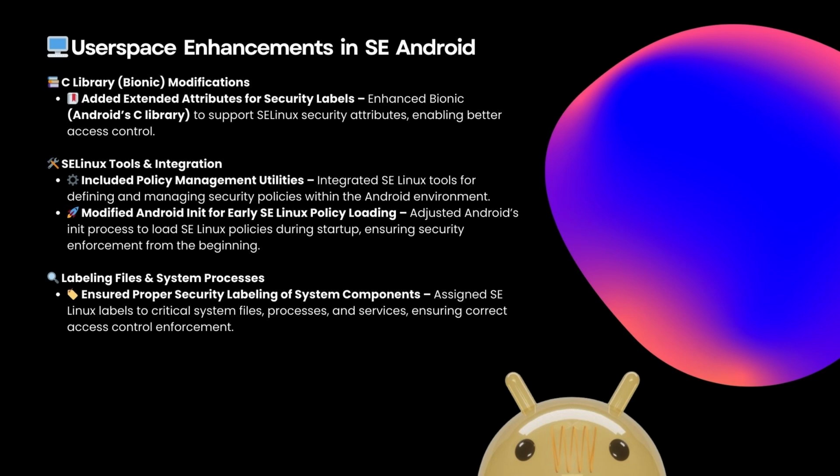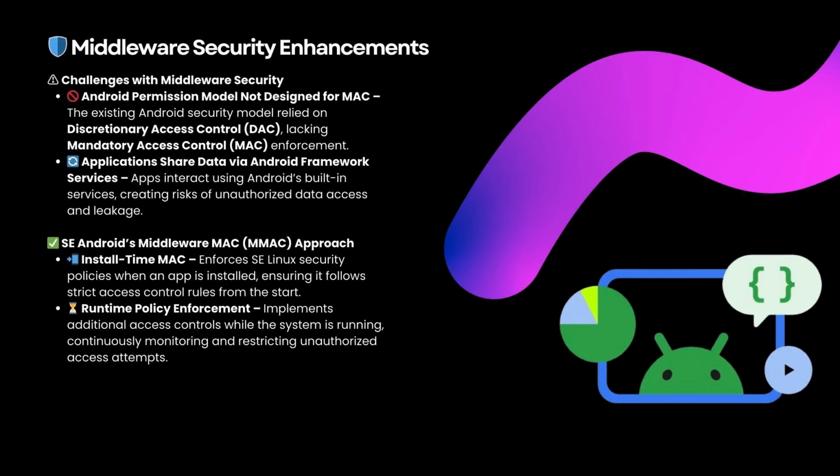Finally, the security labeling of system components was carried out. Every critical file, system, process, and service had a SELinux label assigned to it, ensuring that access control was applied uniformly across the entire system. Now, slide 9. Now let's take a look at the middleware and how SE Android enhances security at this level.